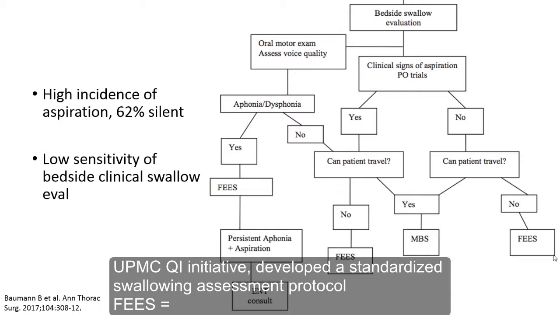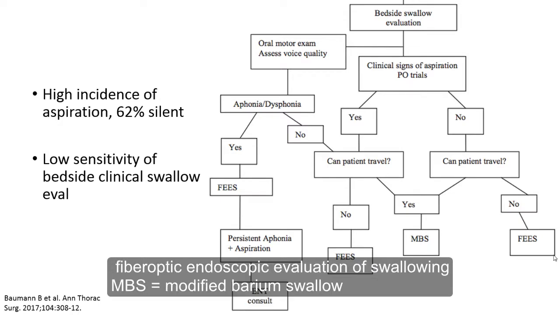So they actually tested everyone with a formal swallow once they were able to do a swallow exam, because they found a very low sensitivity with just the bedside clinical swallow. And then their algorithm, as you can see here, I'm not going to go through all of it, but if they're having some dysphonia or clinical aspiration, they would go down this algorithm and decide, do we need to get ENT involved because they're having this persistent aphonia and aspiration. Then they determine if they can travel off the floor or not. They would either get a modified barium or a fiber optic swallow study. So pretty much every patient got the study, and then, similar to the previous algorithm, they would keep them NPO to get a safe diet.